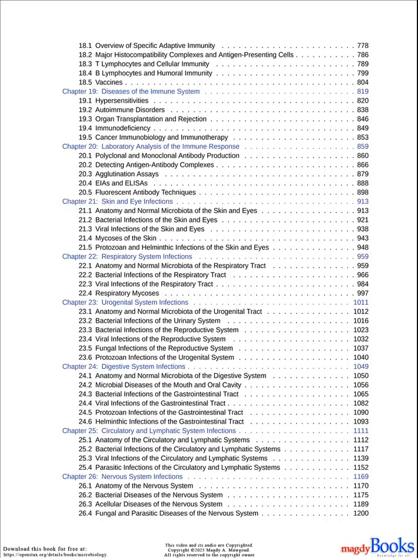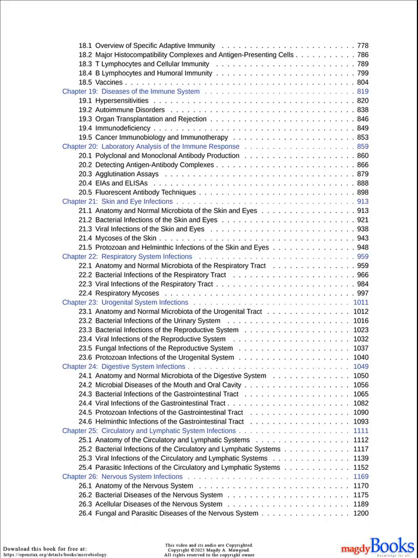18.1. Overview of specific adaptive immunity. 18.2. Major histocompatibility complexes and antigen-presenting cells. 18.3. T lymphocytes and cellular immunity. 18.4. B lymphocytes and humoral immunity. 18.5. Vaccines. Chapter 19. Diseases of the immune system.